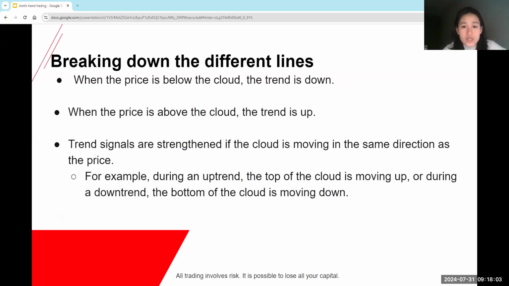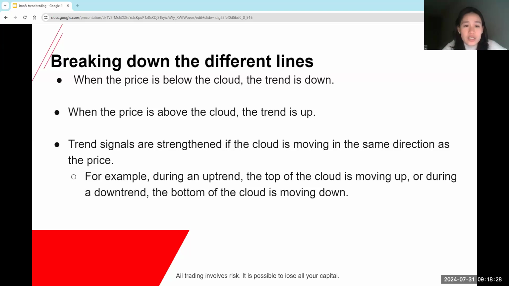Okay, so now let's quickly break down the different lines that you can use to spot the trend. So this is what I mentioned earlier. When price is below the cloud, the trend is down. And when price is above the cloud, the trend is up. Trend signals are strengthened if the cloud is moving up.